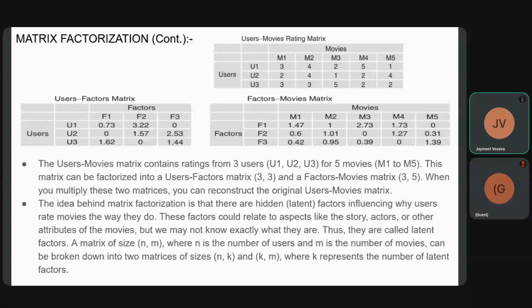The idea behind matrix factorization is that there are hidden or latent factors influencing why users rate movies the way they do. These factors could relate to aspects like the story, actors, or other attributes of the movies, but we may not exactly know what they are. That is the reason we call them latent factors. So the matrix of size N×M, where N is the number of users and M is the number of movies, can be broken down into matrices of size N×K and K×M, where K represents the number of latent factors.